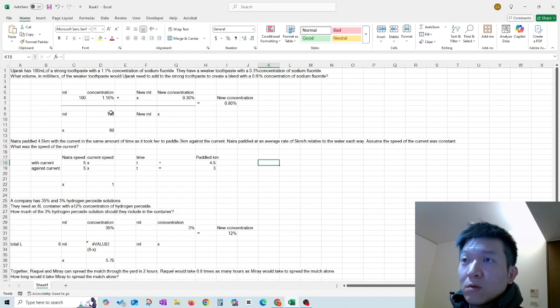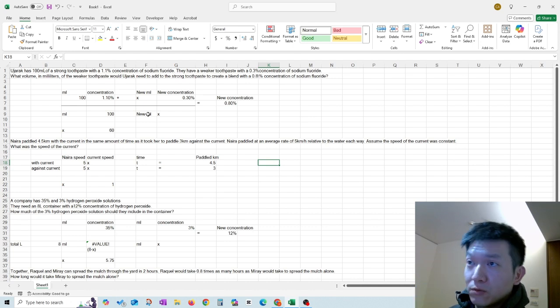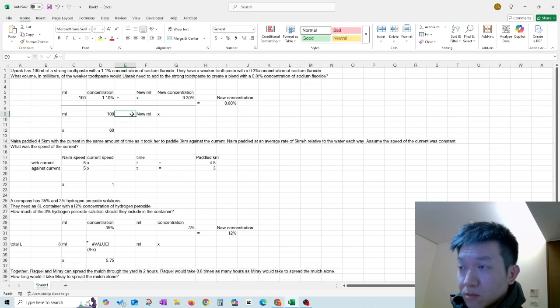Okay, so I got interrupted. So continue. The total amount of the solution, right, is 100 milliliters plus the weaker toothpaste milliliters, right? So altogether will be 100 plus x.